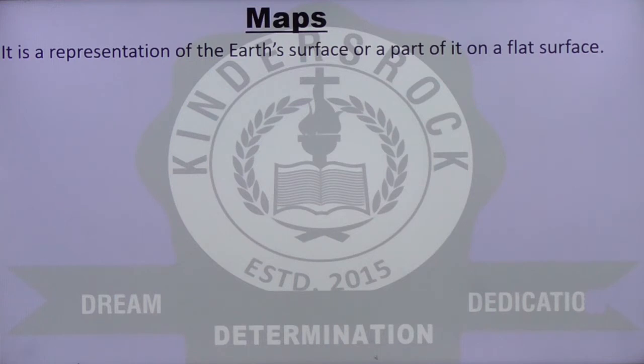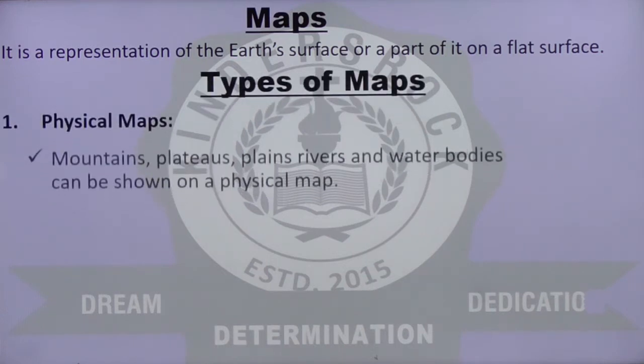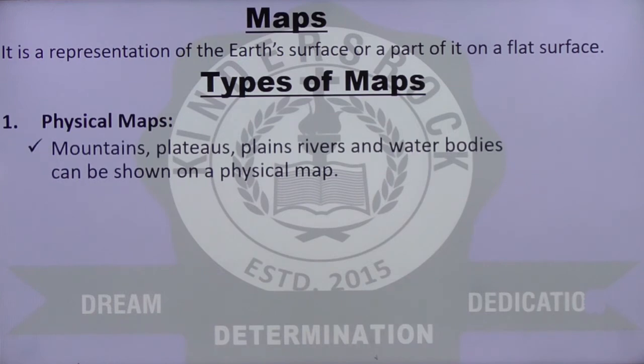So it is basically a flat representation of the earth's surface. You can put it on a table, you can spread it out on a table. Okay, so types of maps. There are physical maps. What do they show? The mountains, plateaus, plains, rivers, water bodies. All of this can be shown on a physical map.